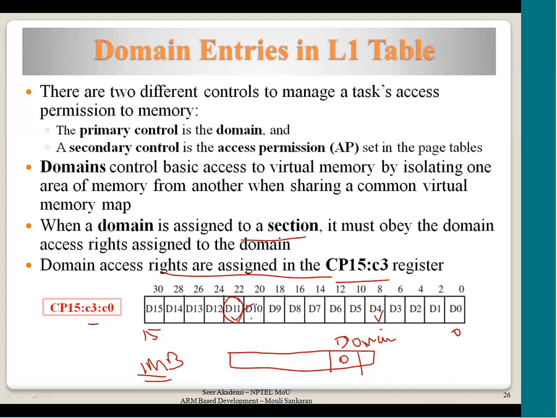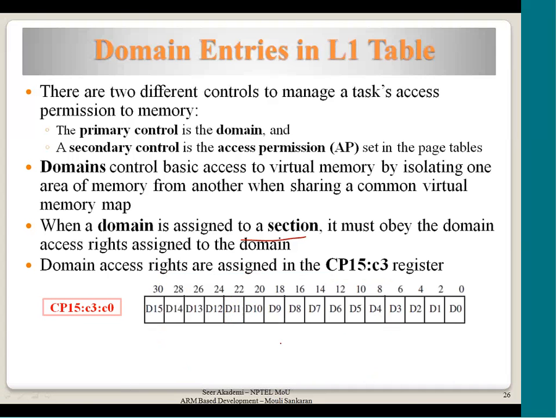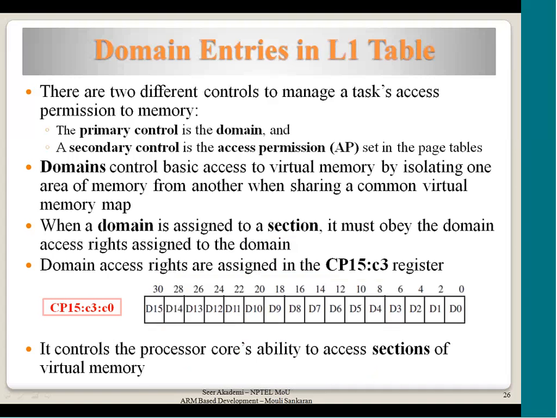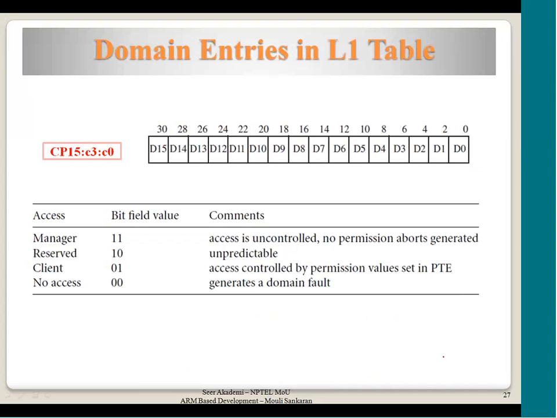Each of them occupies 2 bits. I will explain the differences that could be there, so you will know how a domain can control a particular section of the memory. So this controls the core's ability to access the sections of the virtual memory. Now, these are the entries. If it is 1-1, access is uncontrolled. That means the section can be accessed either in privileged mode or in user mode. But 1-0 is unpredictable. It is not defined. 0-1 means access is controlled by the permission values set in the page table.